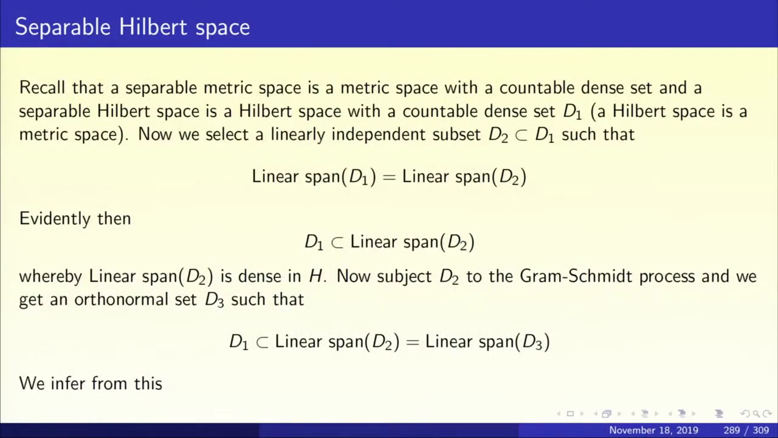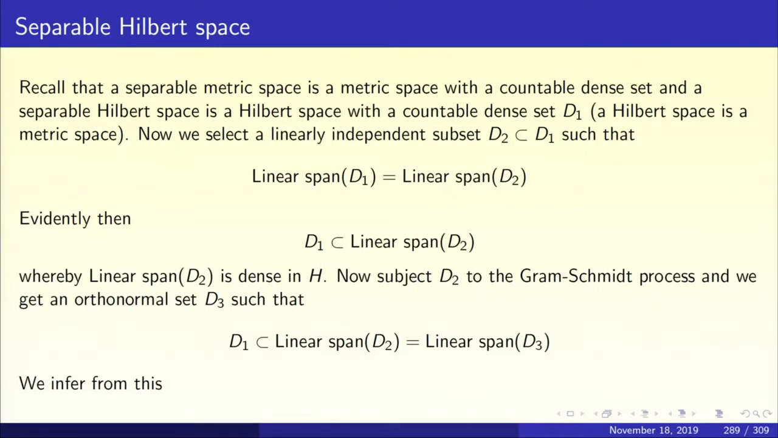First of all, let us recall what is a separable metric space. A metric space is separable if it has a countable dense set. When is a set said to be dense? A set is said to be dense if its closure is the whole space. So a metric space is said to be separable if there is a countable set D such that D closure is the whole space.